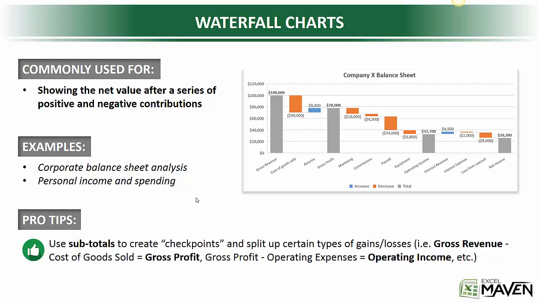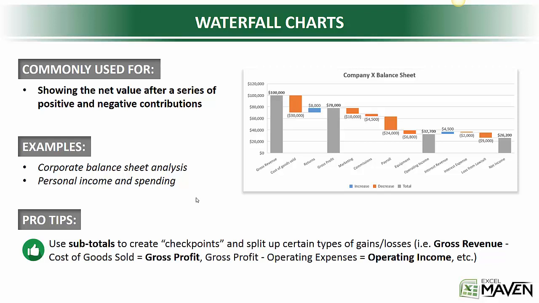So waterfall charts are commonly used for showing the net value after a series of positive or negative contributions. They're often used for things like corporate balance sheet analyses or personal income and spending. So a great way to visualize progression from a starting point to an ending point. Pro tip here, you can use subtotals to create checkpoints midway through your waterfall. That helps to split up certain types of gains or losses.